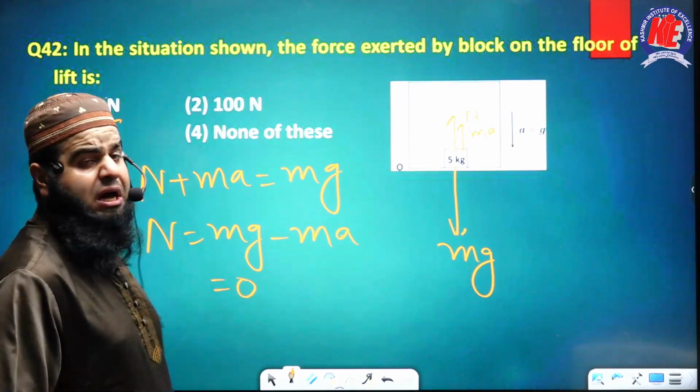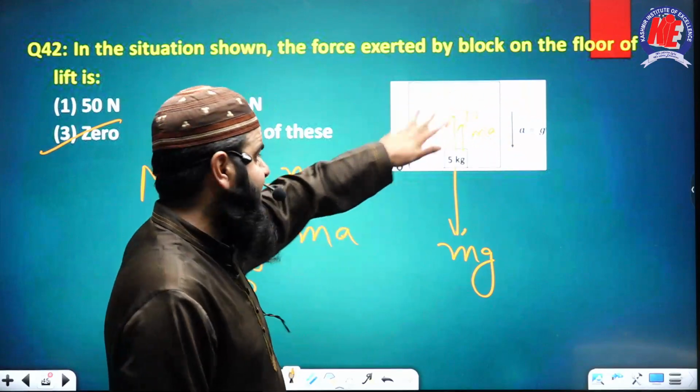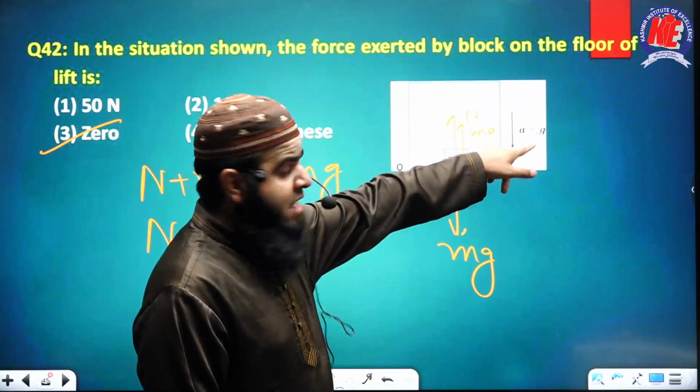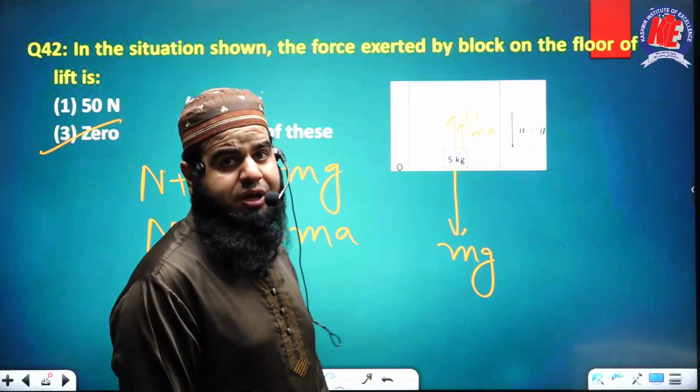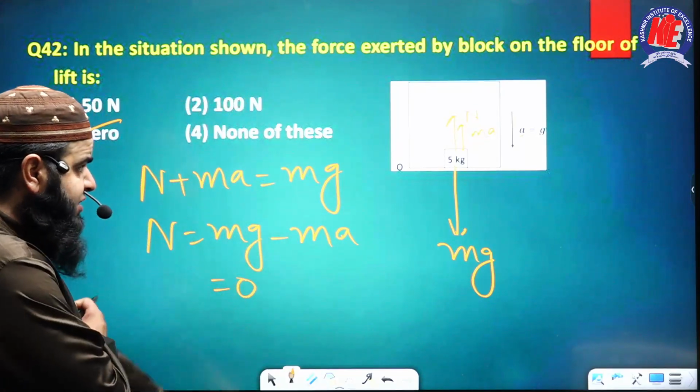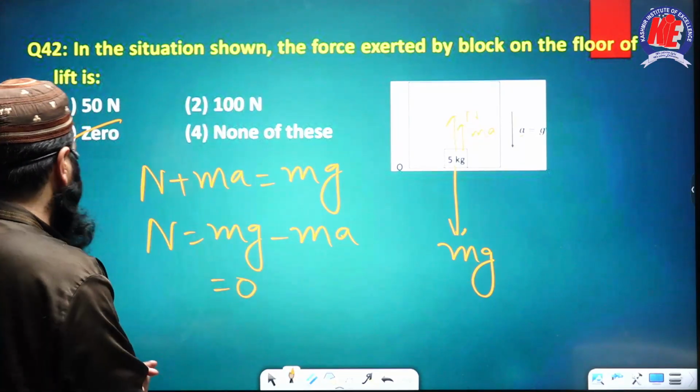या बेहतर होता कि अगर आपके जहन में स्पेशल केसेस आते, the elevator is falling freely, your acceleration is given as the acceleration due to gravity. In that case, the net pressing force, the normal reaction is, my dear, 0.